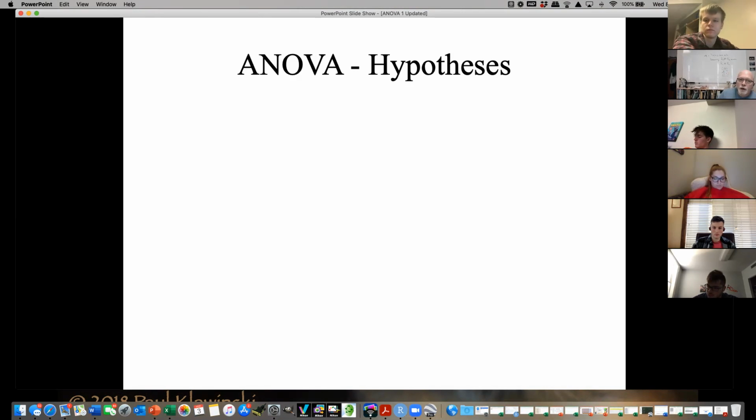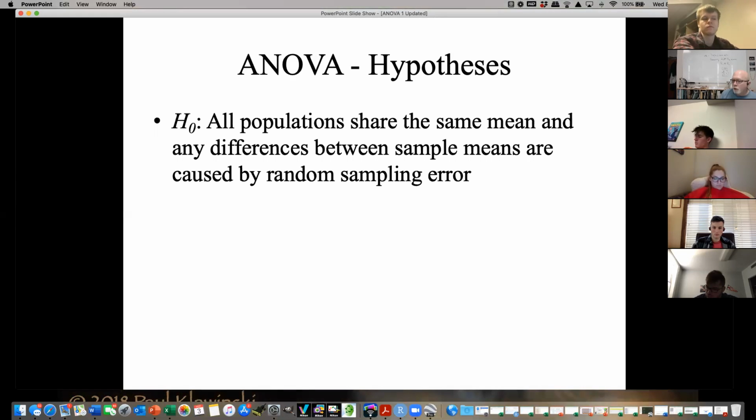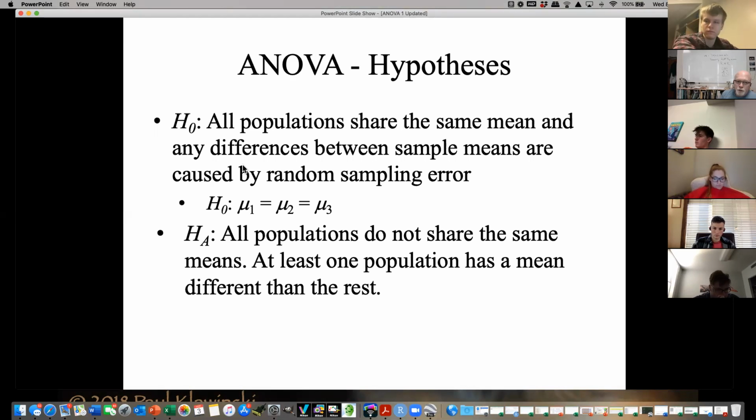So in an analysis of variance, we can think of null and alternative hypotheses, just like we thought of them in a t-test. The null hypothesis is that all populations share the same mean, and any differences between sample means are caused just by random sampling error, versus the alternative hypothesis, which is that all populations do not share the same mean. At least one population has a mean different from the rest. So we're making hypotheses about the means, but we're going to determine whether those means are different by making analyses of the variation around the means.